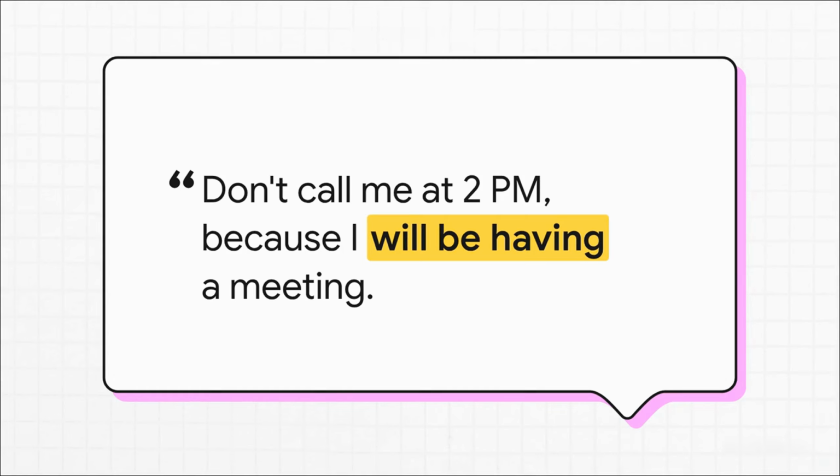You see what's happening here? The meeting is the long, ongoing action. It will be happening at 2 p.m. The phone call is the thing that would interrupt it. So you're using this tense to give someone a heads up about what's going to be in progress at that specific time.